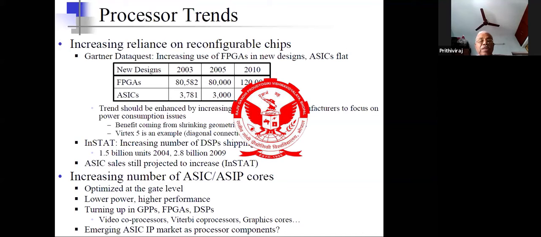Then the other aspect is the increasing number of ASIC and ASIC cores, optimized at gate level. We also have another property, lower power and high performance, turning up in GPPs, FPGAs, and DSPs. We have video co-processors, interview co-processors, graphics cores. So the emerging ASIC IP market is what we finally conclude here. Next.